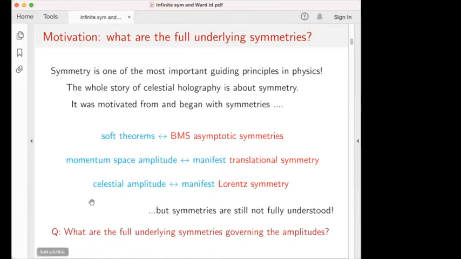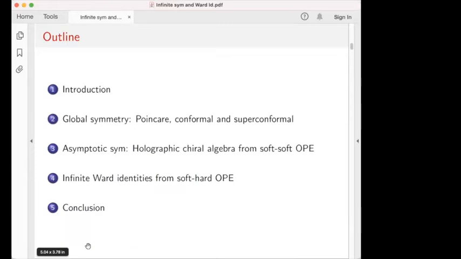And later people even realized that we can reformulate the whole program of scattering amplitudes by introducing the so-called celestial amplitude. This celestial amplitude has manifest Lorentz symmetry, and it's different from the momentum space amplitude, where the translational symmetry is manifest. Nevertheless, we still don't quite understand the symmetries. So the question is, what are the underlying symmetries governing the amplitudes in flat holography? This is the outline for the rest of the talk.